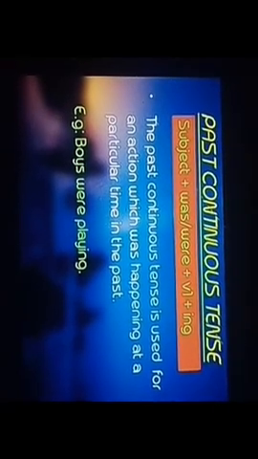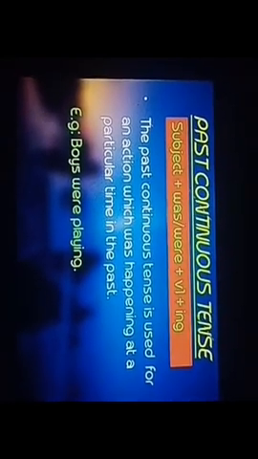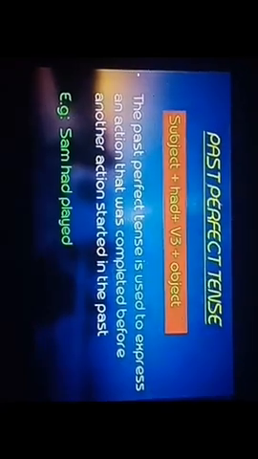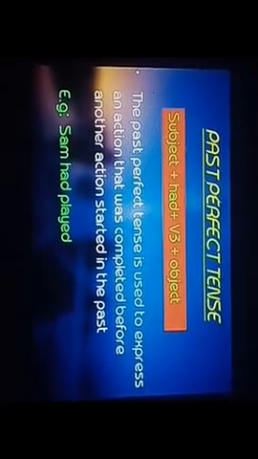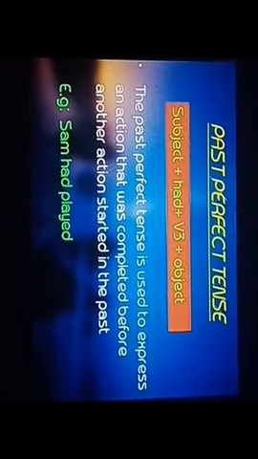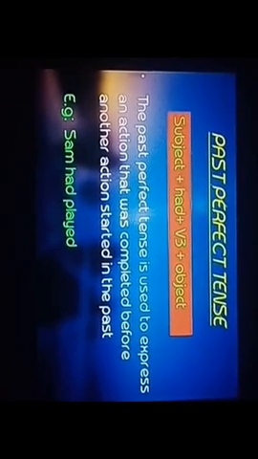An example is also given: boys were playing. That was happening at a particular time in the past, meaning this action was going on at that time. Next we have past perfect tense. We always make past perfect tense with the help of subject plus had plus V3, called the past participle, and then the object. The past perfect tense is used to express an action that was completed before another action started in the past.